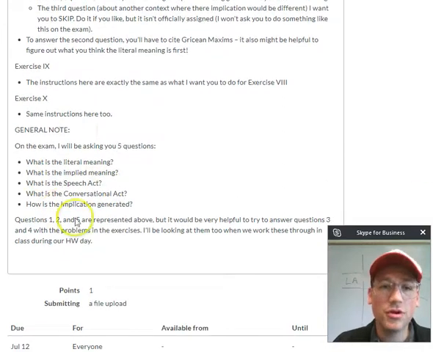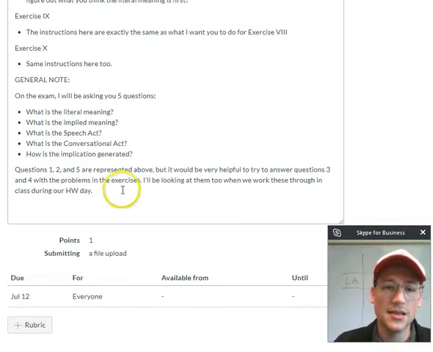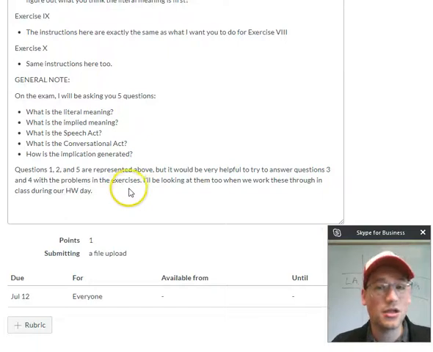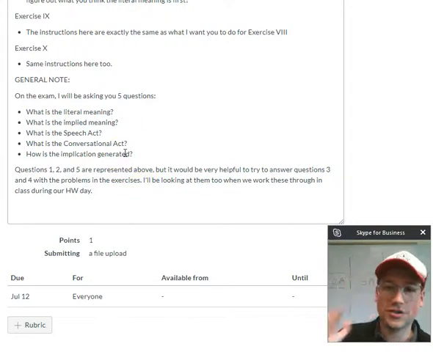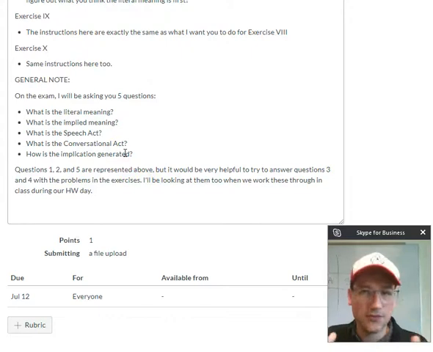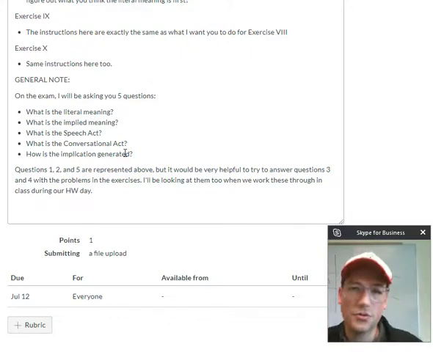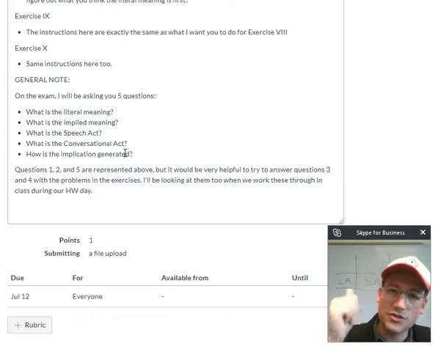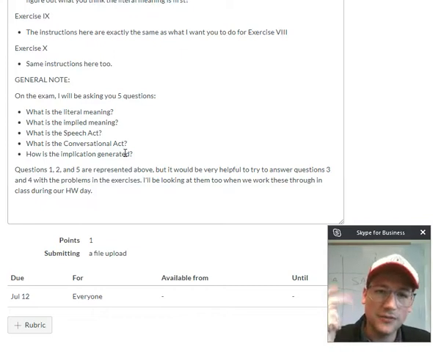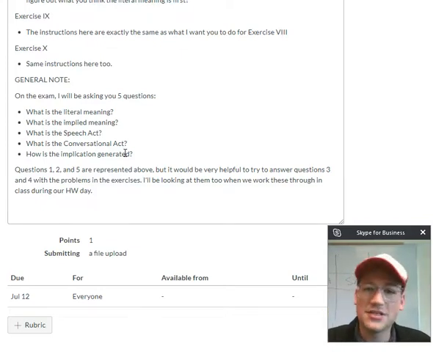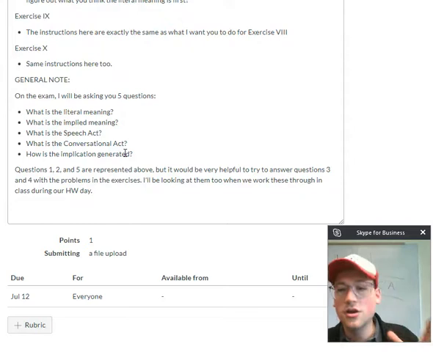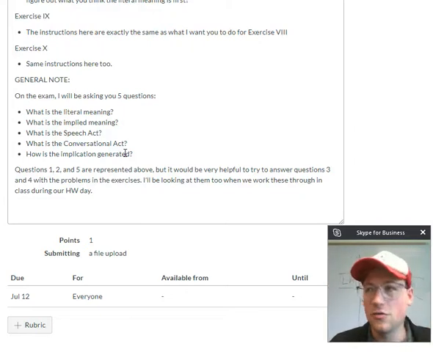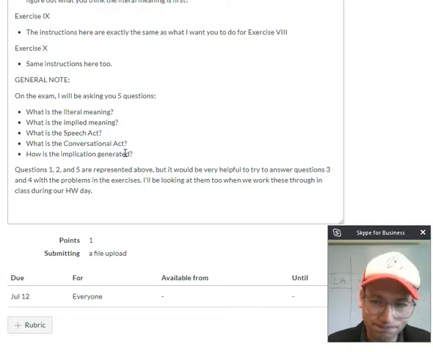I have a very important note here on the bottom that says on the exam it's not going to look quite like it looks in the homework, because I'll be asking 5 total questions for the section of the exam that's focused on this material that we're doing here today and on Thursday. So I'll be asking these 5 questions. What's the literal meaning? What's the implied meaning? What's the speech act? What's the conversational act? And how's the implication generated with regard to a particular snippet or sampling of a conversation?